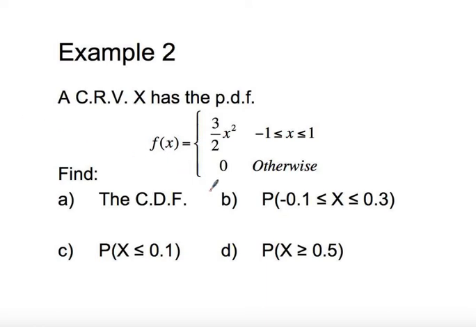Here we have the continuous random variable x. It has a probability density function 3 over 2 x squared defined between -1 and 1, and it has a value of 0 otherwise. So we want to find a cumulative distribution function, and then we're going to find some probabilities. So let's start with that. So we said to find a cumulative distribution function, we integrate between the lower bound, which is -1, and x, the function defined in terms of t.